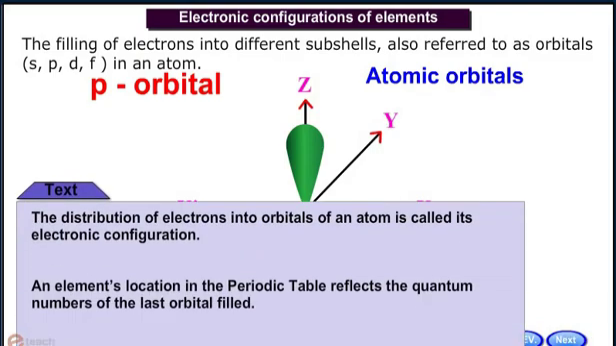The distribution of electrons into orbitals of an atom is called its electronic configuration. An element's location in the periodic table reflects the quantum numbers of the last orbital filled.